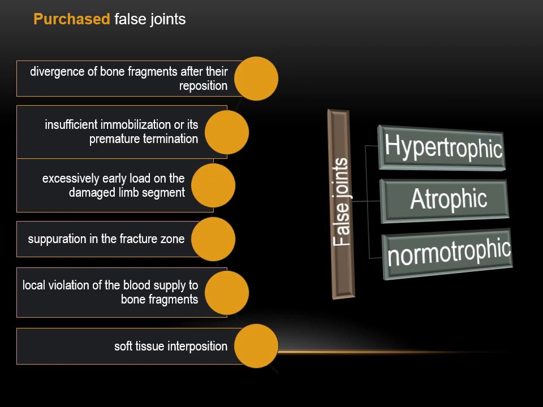Well, the most common reason, as I said last time, is the interposition of soft tissues. That is, a poorly executed reposition, the lack of clinical flair at this moment. Roughly speaking, the negligent forgetfulness of the doctor that such a situation is possible can lead to the development of a false joint.